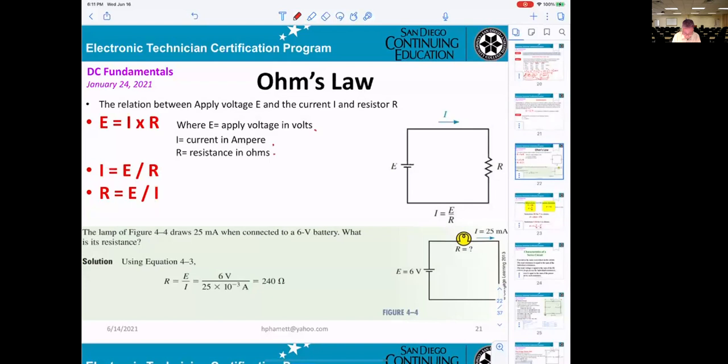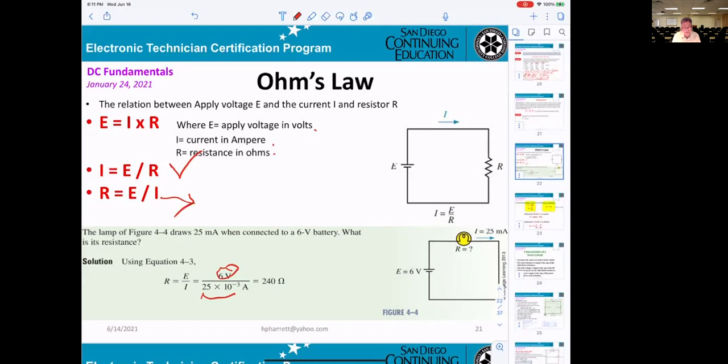From this formula, you are able to get the other formulas. If you want to calculate I, I equals V divided by R, or R equals V divided by I. They can give you an example here: 25 milliamps at 6 volts, and they want to know the value of R using this formula. The current has to be changed to amperes.